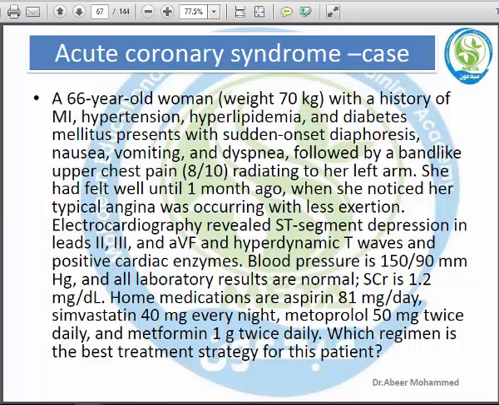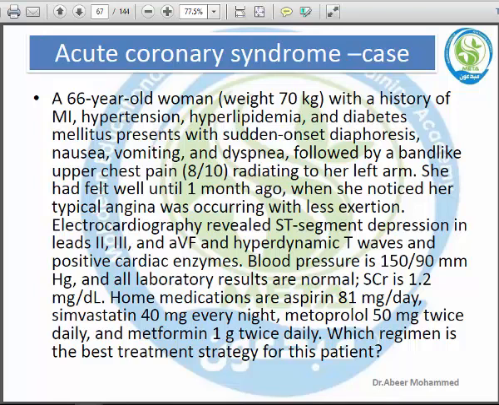Her weight is 70 kg with a history of myocardial infarction, hypertension, hyperlipidemia and diabetes mellitus, presents with sudden onset diaphoresis, nausea, vomiting and dyspnea. Patient دي عندها comorbidities اللي هي hypertension, history of MI, hyperlipidemia, diabetes mellitus. جات ب atypical symptoms of acute coronary syndrome اللي هي dyspnea, vomiting, nausea, diaphoresis.